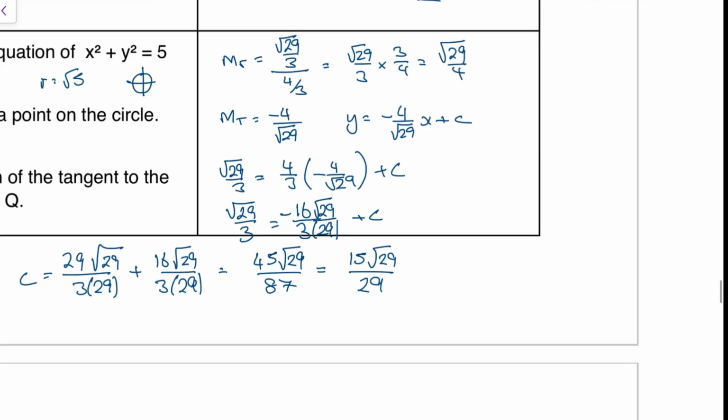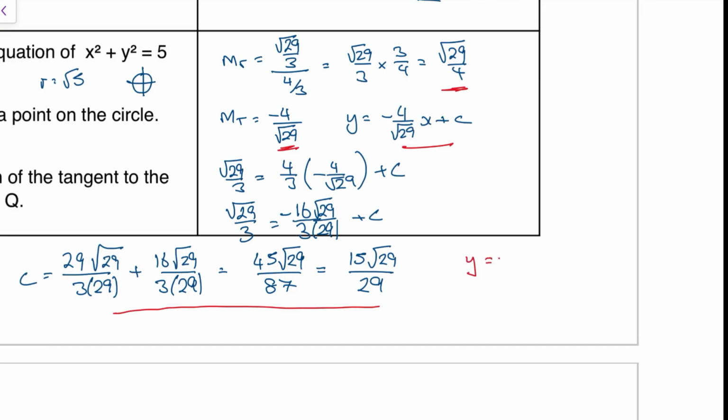I got there. What I basically did, just to quickly run through, exactly the same way I always do, is I worked out the gradient of the radius. I then flipped it to give me the gradient of the tangent. I then used y equals mx plus c. This mess here is just basically working out what c is. I'm going to bring all that together. I'm going to write it in red so you can see what the answer is.